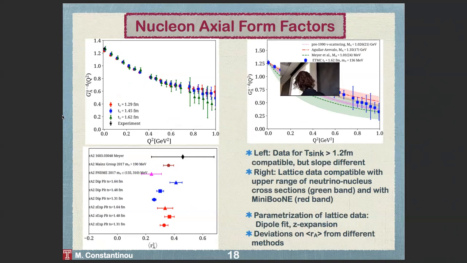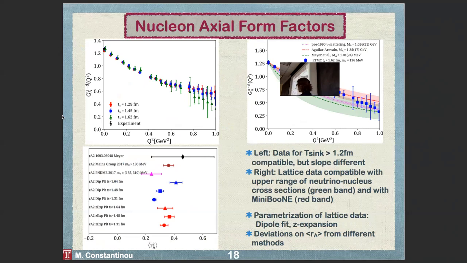And you do see that if you make a certain choice of not enough source-sink separation, you will have tension between results. So we want to focus on the higher separation, which is consistent between the two methods. But the price you have to pay is that the statistical uncertainties are larger because of the noise contamination.